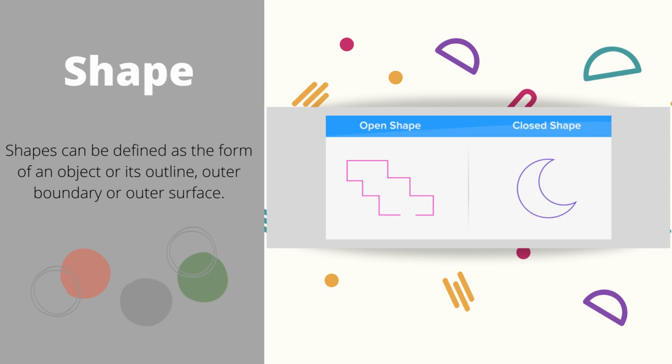Open shapes, in geometry, can be defined as a shape or figure whose lines, segments, and curves do not meet. They don't start and end at the same point. Closed shapes, in geometry, can be defined as an enclosed shape or figure whose lines, segments, and curves are connected or meet. They start and end at the same point.